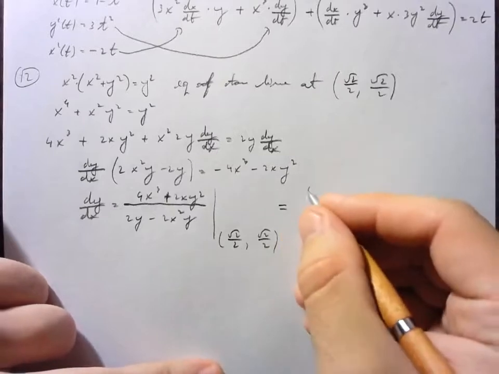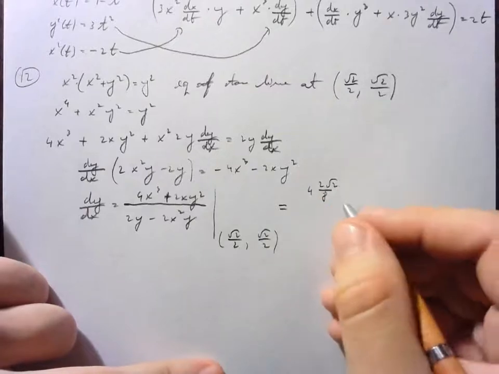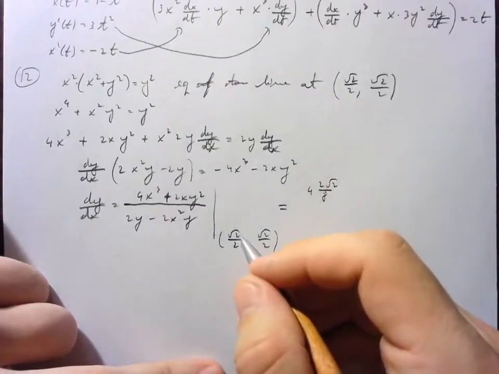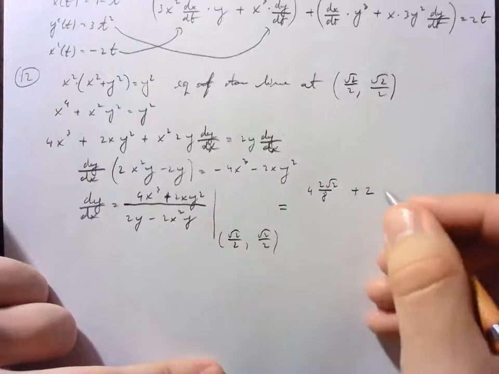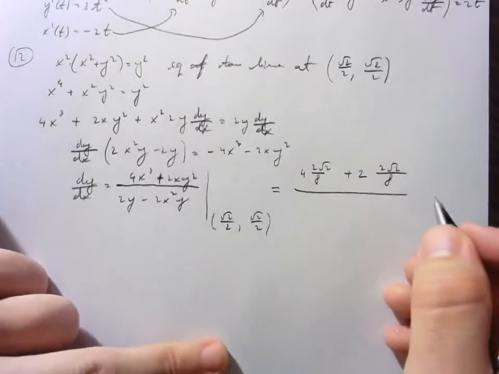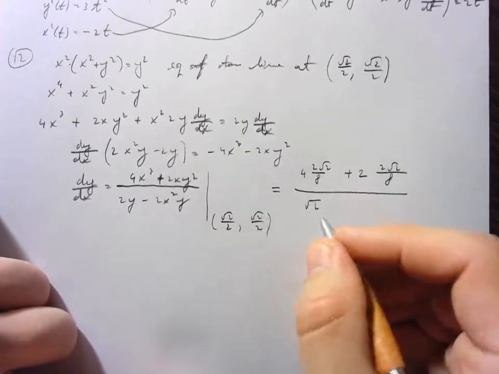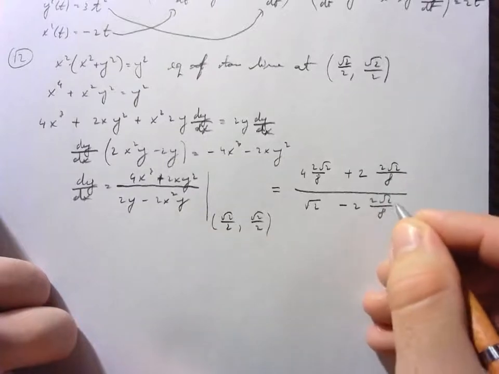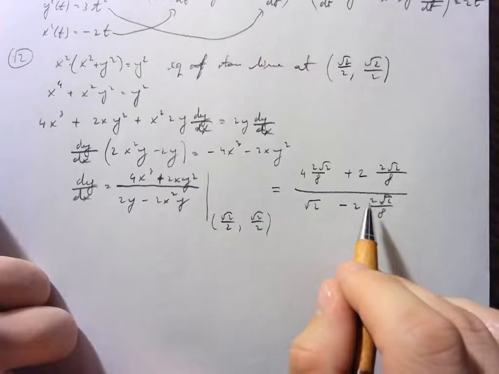So I have 4, 8 in the bottom, 2 root 2 on top. That's the x cubed part, because if I cube this, I'm going to get 8 on the bottom and 2 root 2 on top, plus I have 2, and x and y are the same value, so I'm again going to get 2 root 2 over 8, everything divided by 2y, which I can't simplify now, so I write just root 2, minus 2 times 2 root 2 over 8, because x squared y is just like above, 2 root 2 over 8.